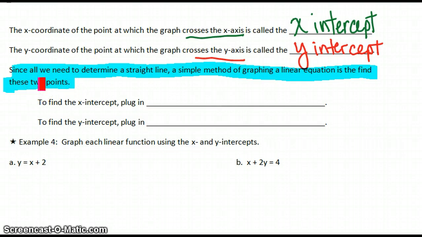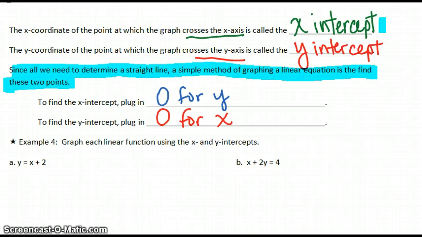The 2 easiest points to find, class, are the x-intercept and the y-intercept. When you're looking for the x-intercept, you're going to plug in 0 for y. It's kind of the opposite. Looking for x, you plug in 0 for y. If you're looking for the y-intercept, guess what? Oh, let me change colors. You're going to plug in 0 for x. You need to fill these in your notes, please.